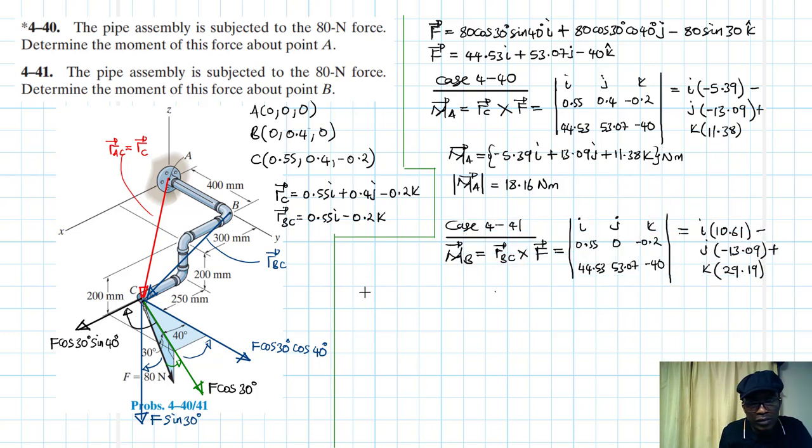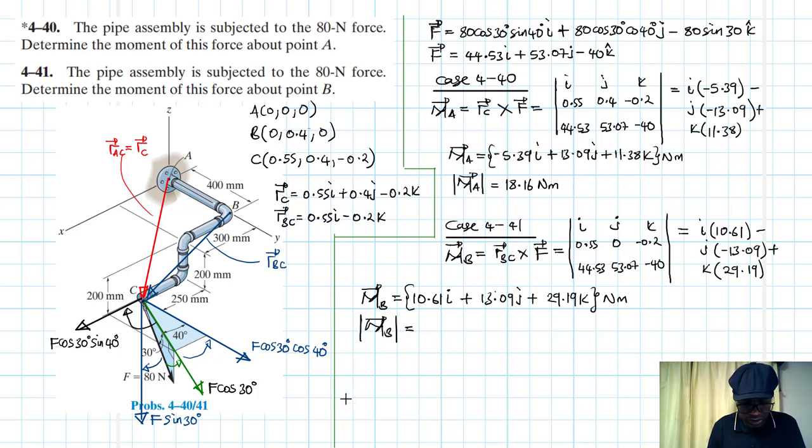Alright, therefore the moment about point B is going to be equal to 10.61 I plus 13.09 J plus 29.19 K. Okay, and the units for this moment is Newton meters, and the magnitude of this moment is equal to, use your calculator using Pythagoras, 10.61 squared plus 13.09 squared plus 29.19 squared. So this gives us 33.70 Newton meters.